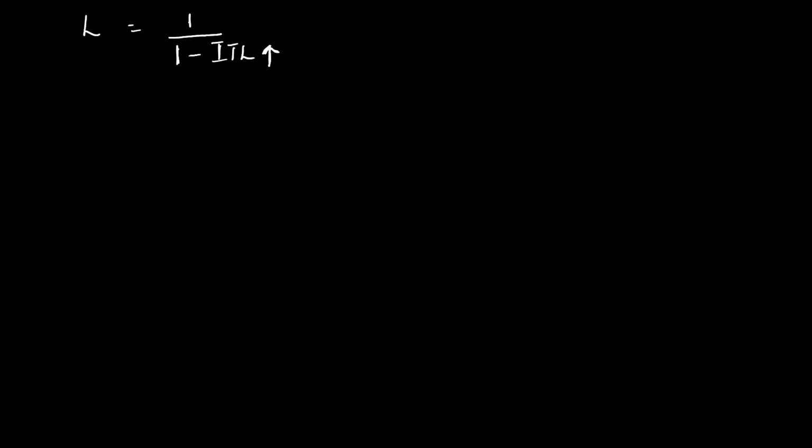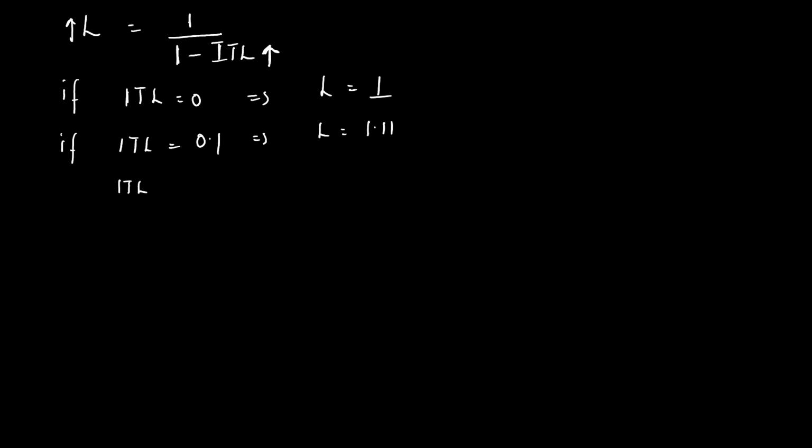So what will happen? L is equal to 1 by this one, so your incremental loss also will increase. If incremental transmission loss is equal to 0, your penalty factor will be 1. If incremental transmission loss is say 0.1, your penalty factor will become 1 divided by 0.9, that is 1.11. If your incremental transmission loss is equal to 0.2, your penalty factor will become 1.25. So greater is the incremental transmission loss, greater is the penalty factor. That is the third important point.